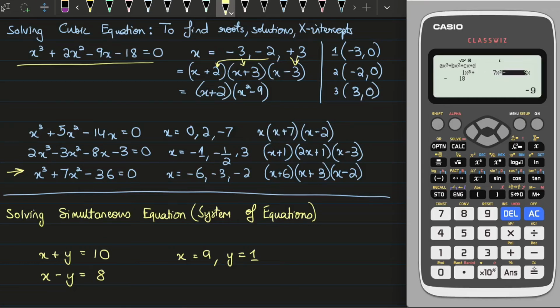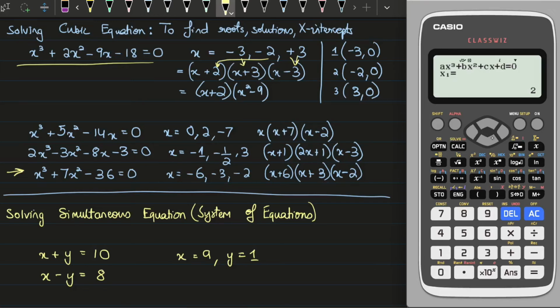Then we do not have an x term. Now, if you do not have a particular term, what are you going to do? You're going to press 0 instead of that. And then you've got the constant term minus 36. You're going to plug in minus 36. Now all the constants and the coefficients have been set. So you press the equals to sign again. And the equation solver solves the cubic equation for you.